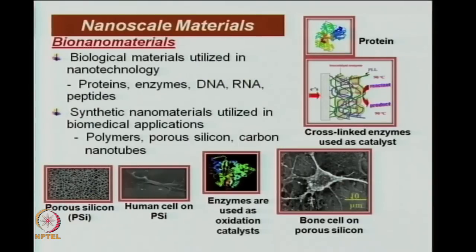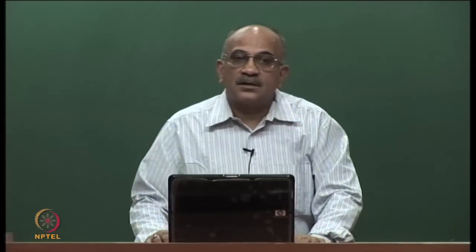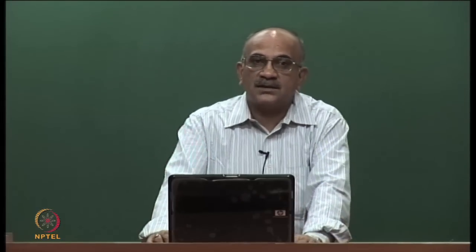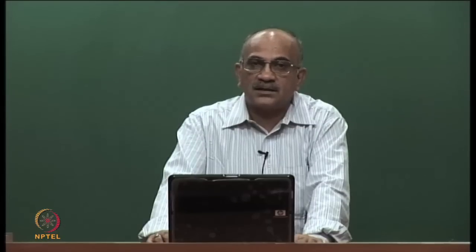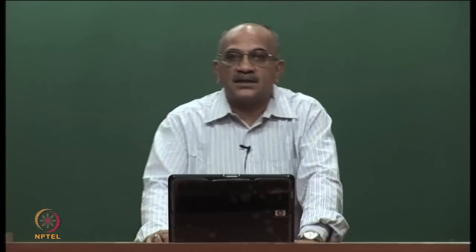There is an example of enzyme which can be used as a catalyst, which are already known to be working as catalyst in the life processes, and they can be used to have some artificial reactions carried out in a similar environment outside the living bodies. You can have a bone cell grafted on porous silicon, and studies have been done how these bone cells can be made to grow on artificial surfaces.